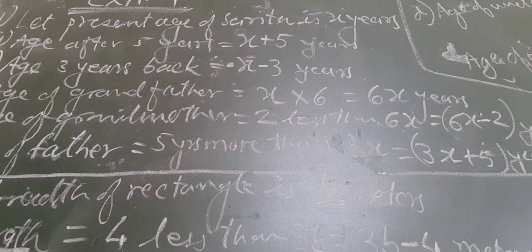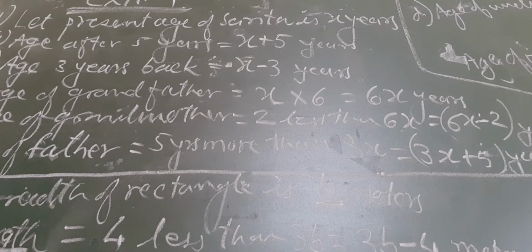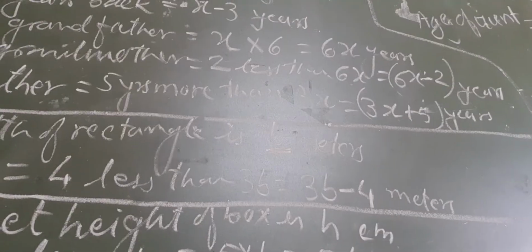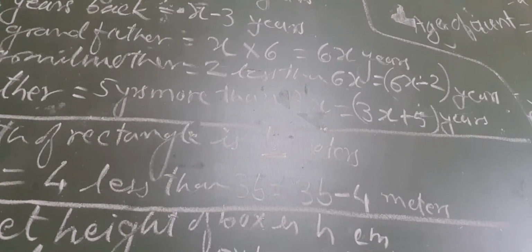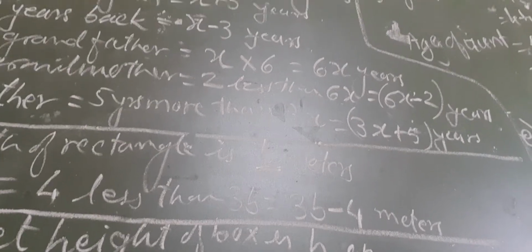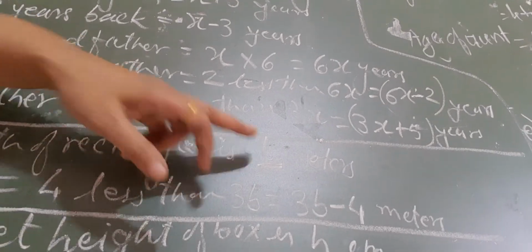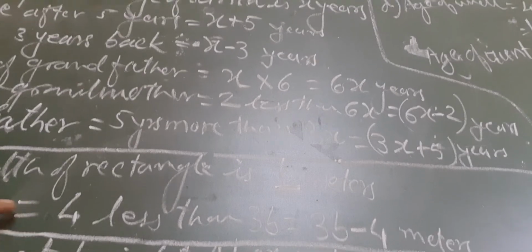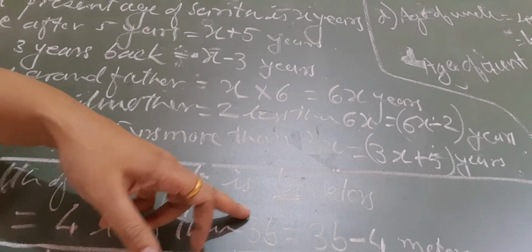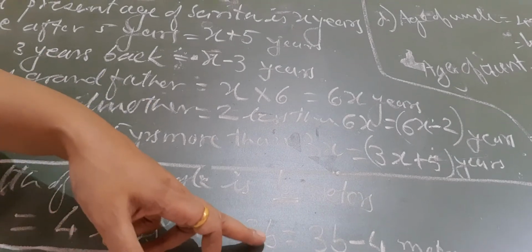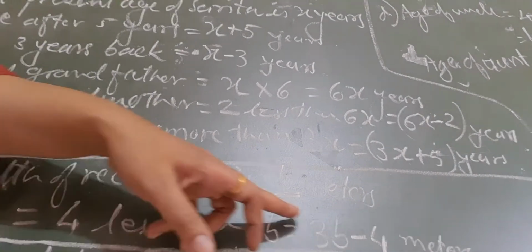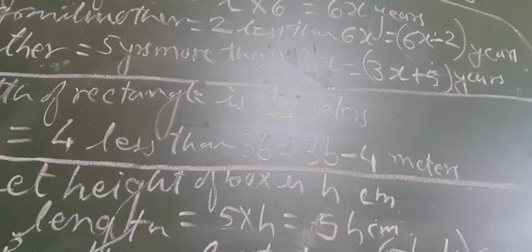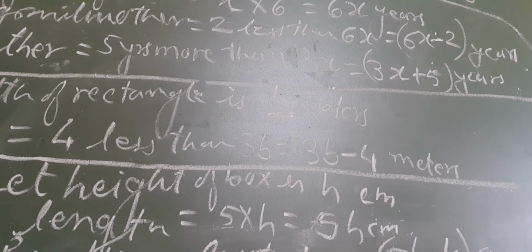Now next we have to find the length of the rectangle. The breadth is already given. What is the breadth given? Breadth is given as B, and we have to find the length. It is given that length is 4 less than 3 times the breadth. 3 times the breadth means 3B. 4 less means 3B minus 4. From 3B we have to subtract 4. That will be the length of the rectangle.